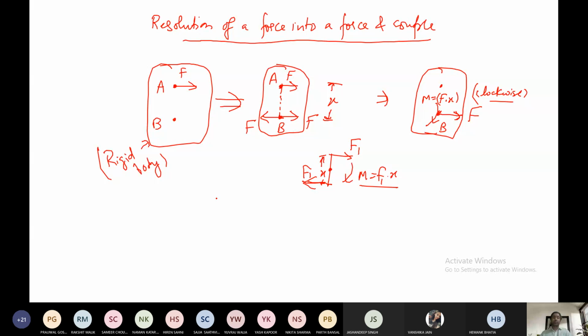So this is the theorem. This is also a very important theorem. So make a note of it. It can come in examination for 2 marks. How you can resolve a force into a force and couple? You have to write this statement, and then you have to make the diagram. So is this clear to you?